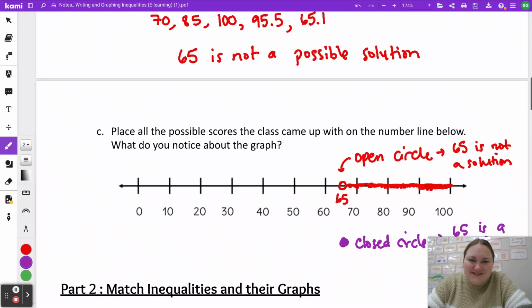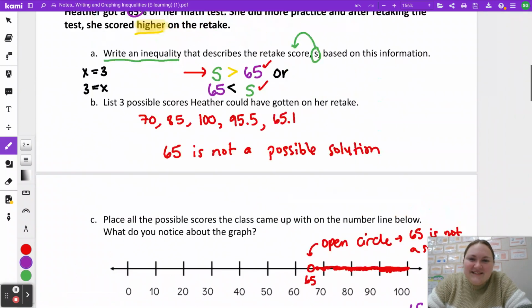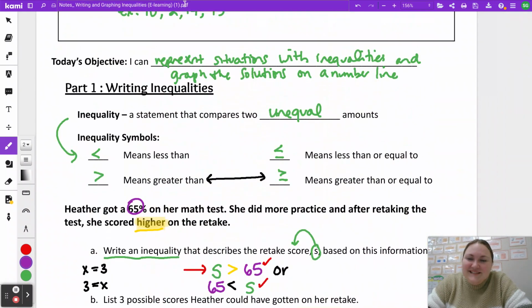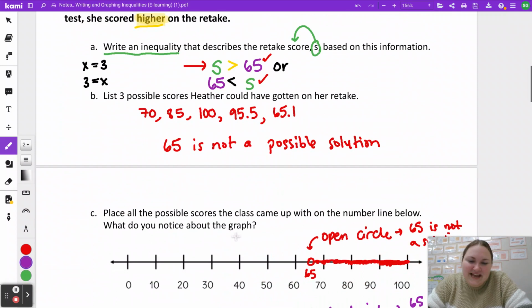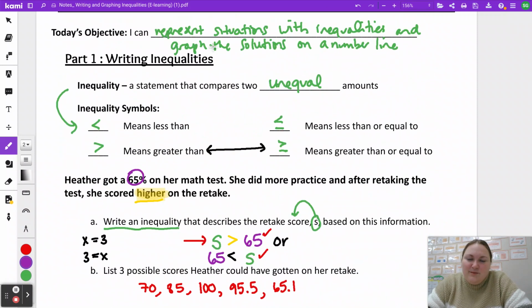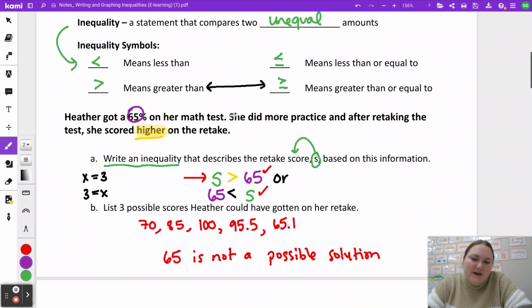I'm going to zoom back out a little bit now and go back up to our goal for today. We said we want to represent situations with inequalities. That's what we did here in part A. And then what we are doing here at the end on our number line is that second part where we graph the solutions on a number line.